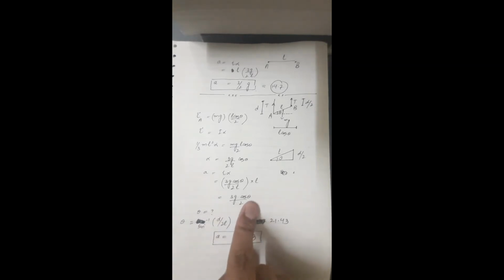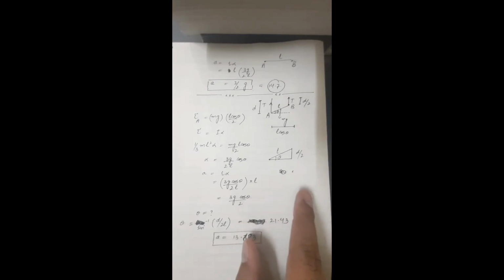Now the only thing left to find is theta. Theta can be found like so. If you look at this triangle here, if this distance is d by 2 over here, this distance is d by 2 over here, this distance is also d by 2. Then you have this length L, and using sine inverse you get d over 2L, which gives 21.43 degrees. Simply plugging it back in gives you the value of acceleration, which is 13.683 meters per second squared.